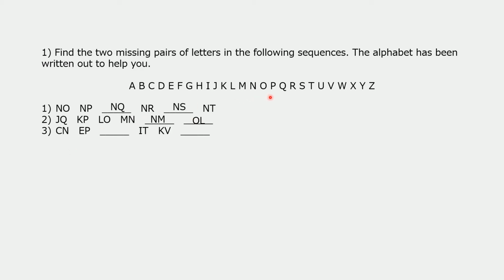Between N and P, there's 2. T and V, there's 2 again. So it's G, and then add 2 letters onto P. 1, 2. G, R. Are we correct? Yes, we are. So now all we need to do is add 2 letters to both K and V. 1, 2, M, and 1, 2, X. So the last one, MX.